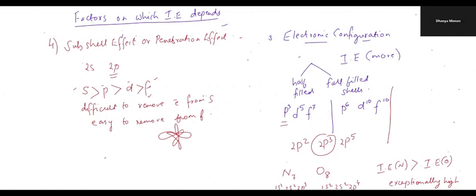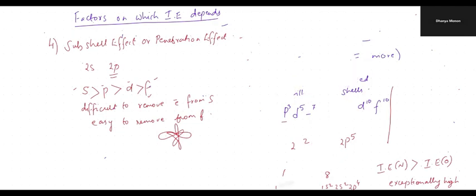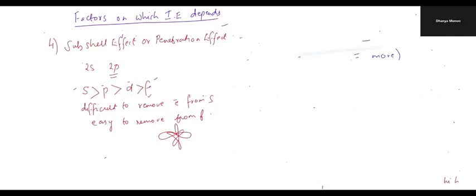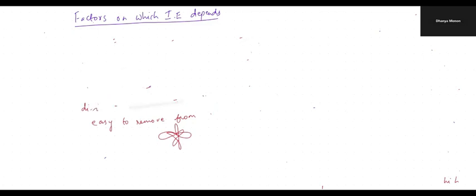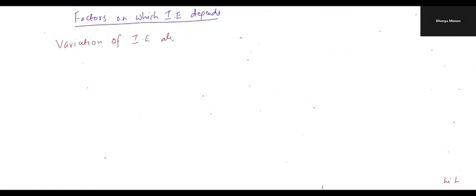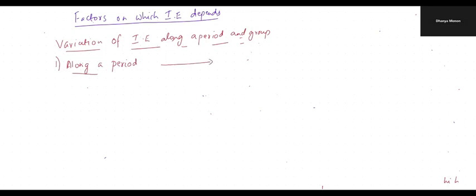Now, coming to how ionization energy varies along the period and along the group. Variation of ionization energy along a period and group. The first one is along a period, from left to right.